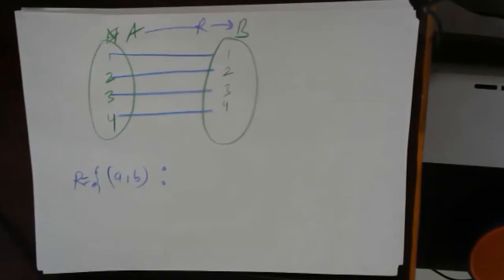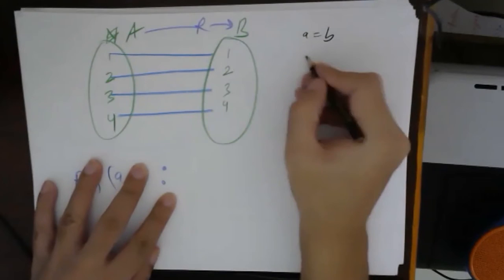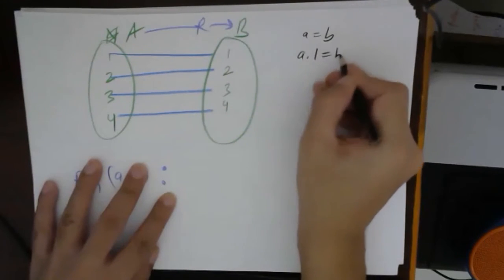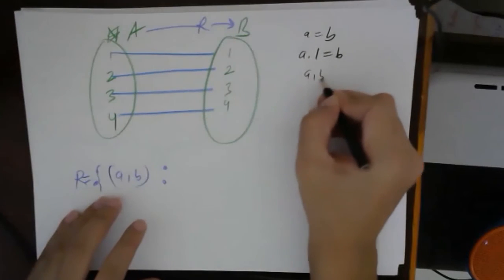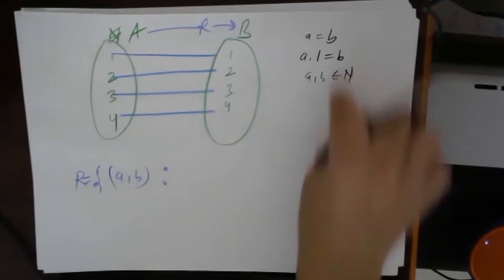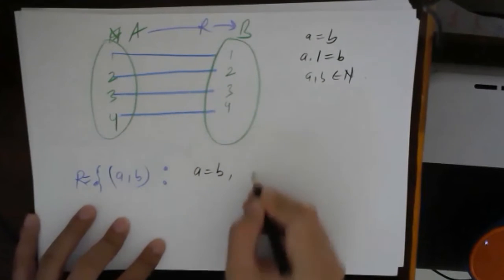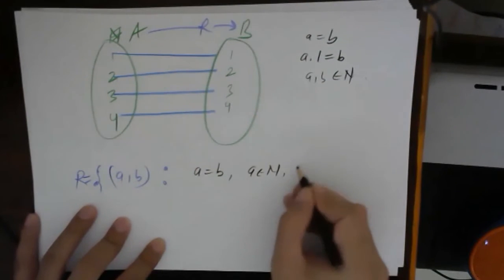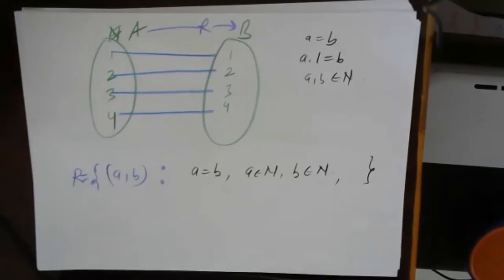Let's see. Very good. Some of you are writing it correctly, that a is equal to b, or a into 1 is equal to b, something like this, right? And a and b belong to natural numbers. This is very correct. So what we are doing is that a is equal to b, and a belongs to natural numbers and b belongs to natural numbers. Fine. This is everybody's answer.